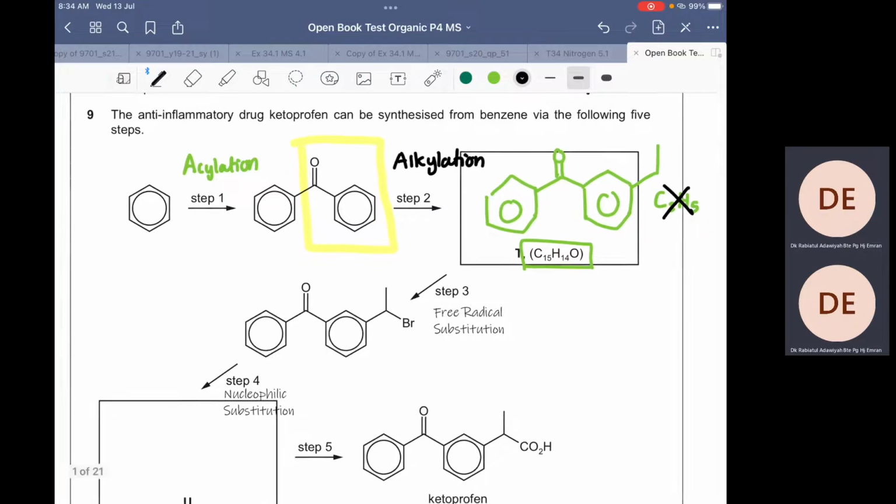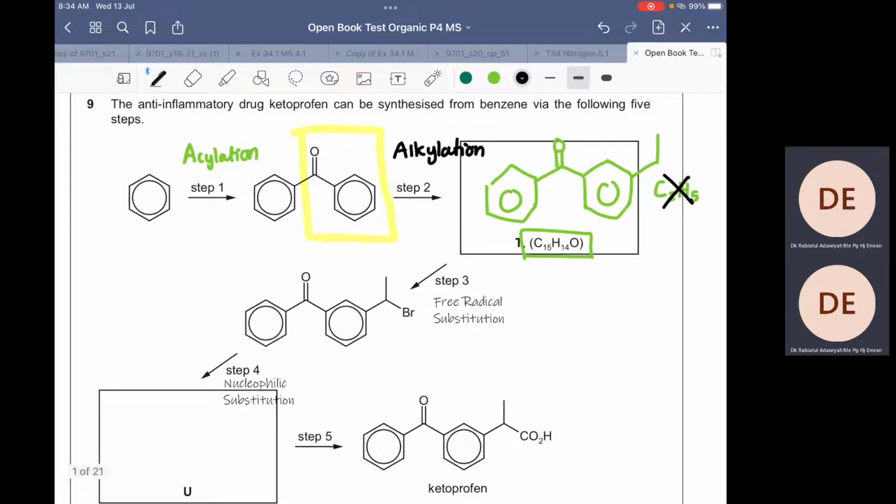Okay, next is the free radical substitution. I give you hints already. Free radical substitution is you substitute the hydrogen.